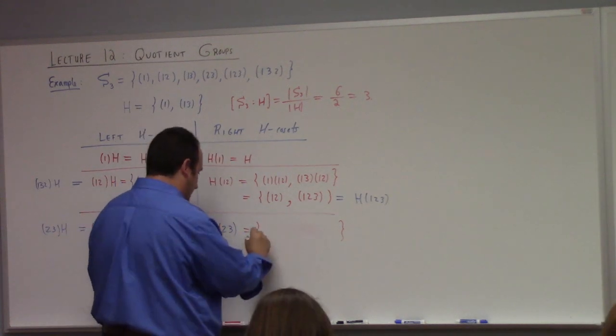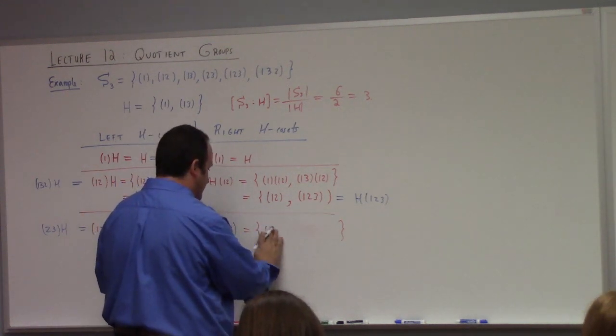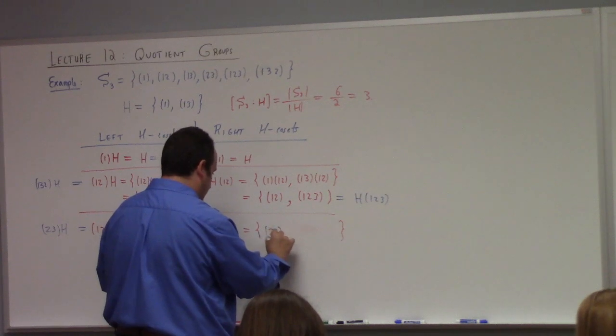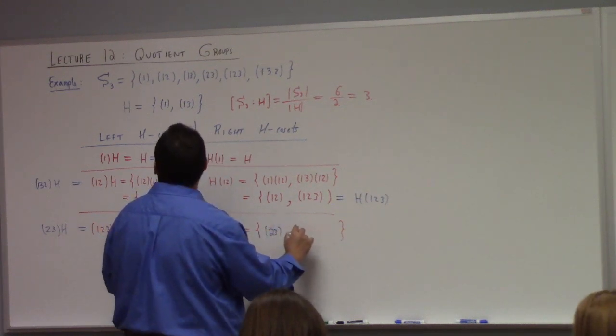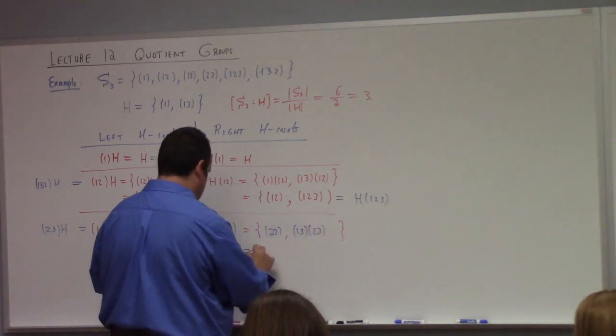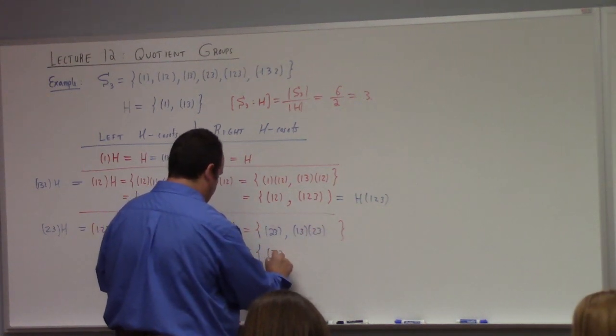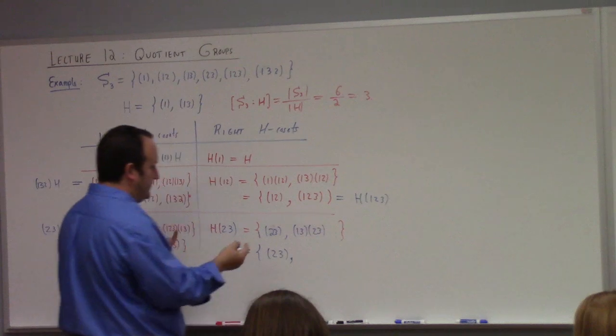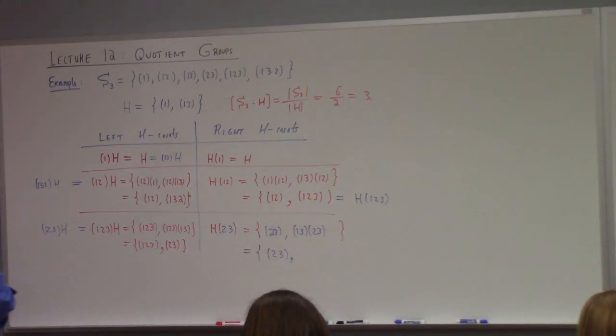And so that gives me (2, 3). (1, 3) times (2, 3), which is what? It's going to be (2, 3) and then whichever cycle I haven't covered yet, which is what? I think that should work out to (1, 3, 2). Let's see how it goes.